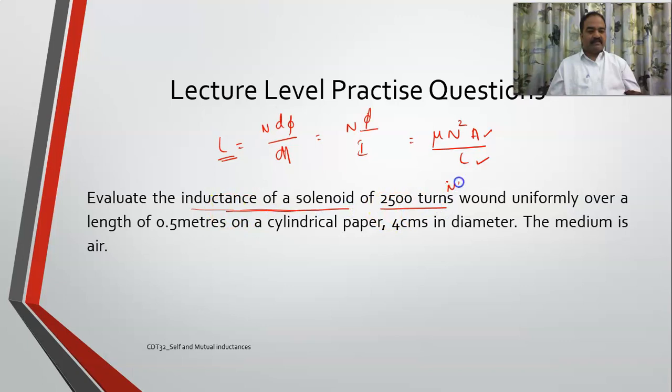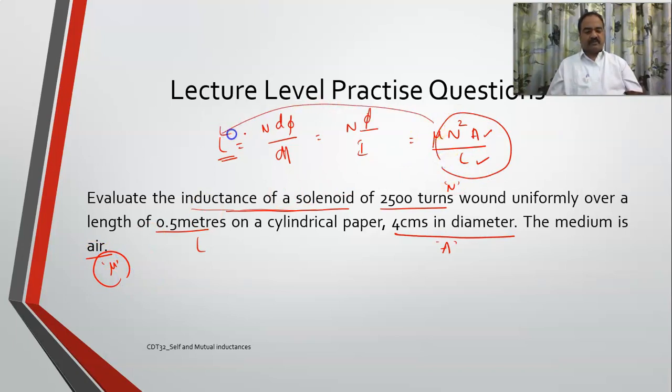Now, determine the inductance of a solenoid. 2500 turns, N has been given, wound uniformly over a length that is given, on a cylindrical paper. The diameter means you can determine the area. So N, L, A are given. The medium is air, so the mu value is also given. So you can employ this formula to determine the inductance. Try to solve this problem before coming to the class. Okay, thank you.